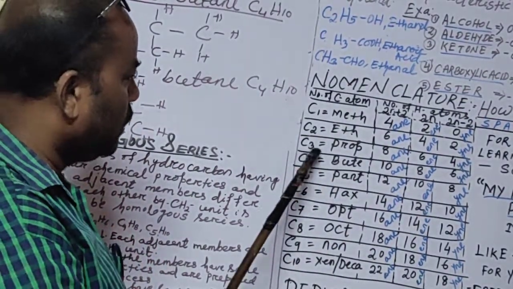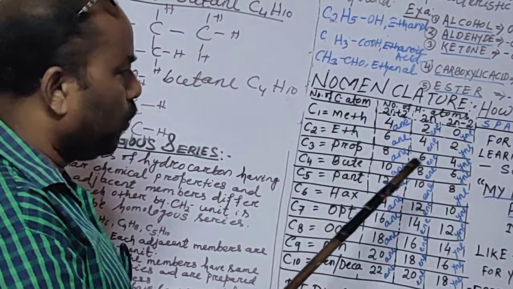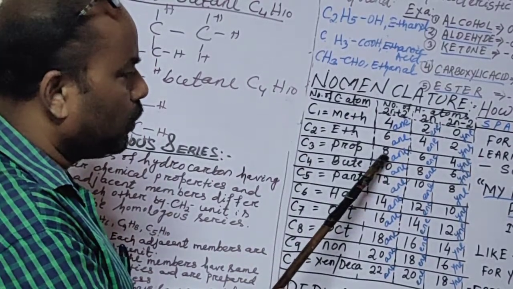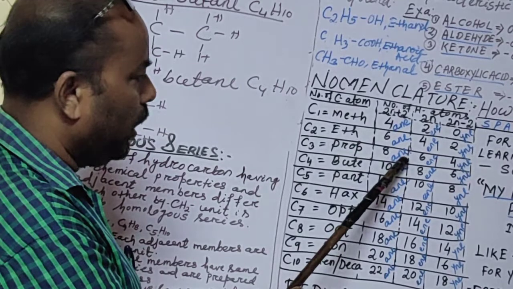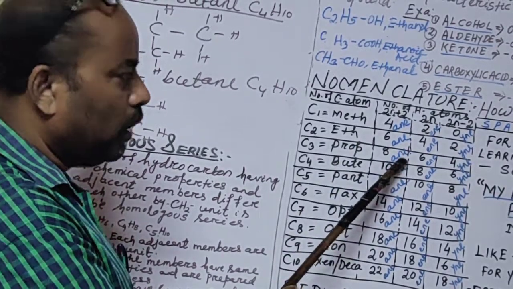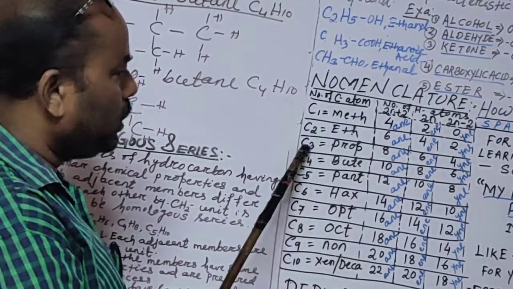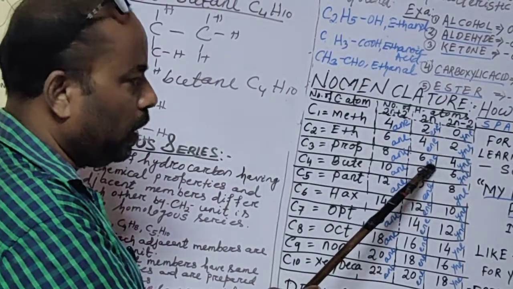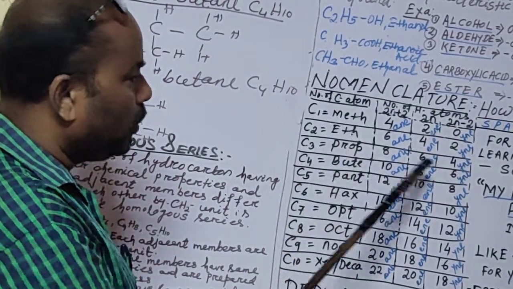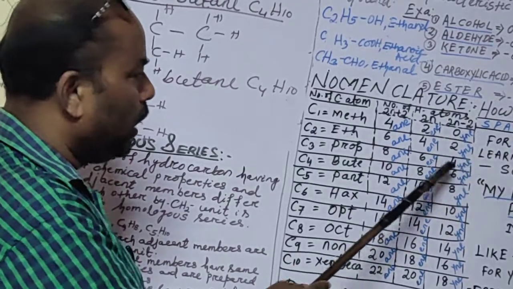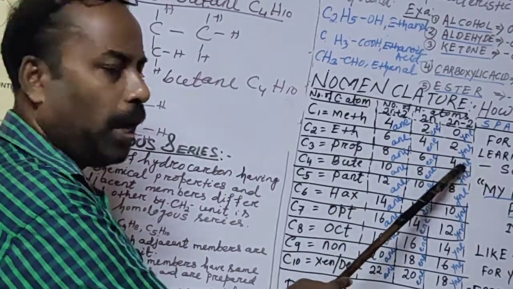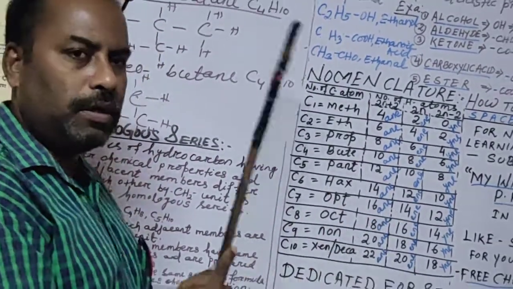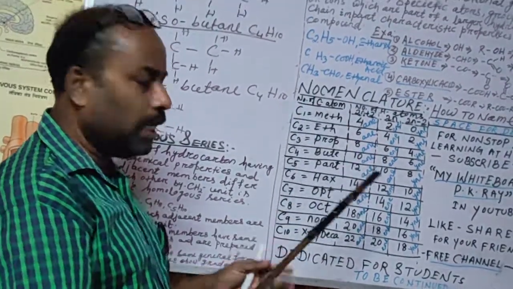One more example, C3. C3 means prop. We start with prop, then we see how many hydrogens. If it is 8 hydrogens, that is the 2n plus 2 formula, so we put ANE at the end: propane. But if hydrogen is 6, that is the 2n formula, so it is written with ENE: propene. If it is 4, that is the 2n minus 2 formula, then we end with YNE: propyne. In this way we can name different hydrocarbon compounds. That is called nomenclature.